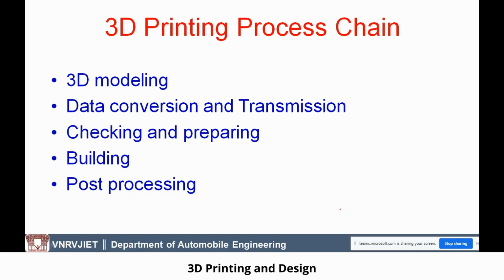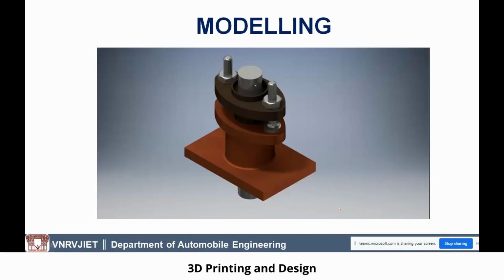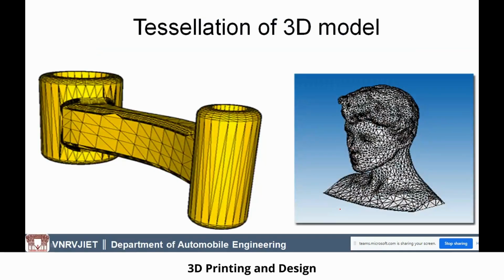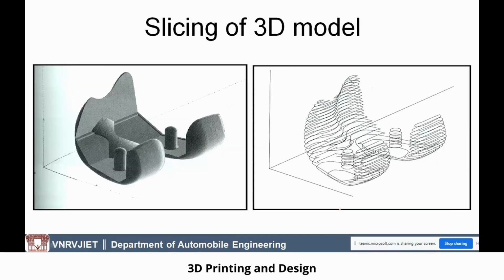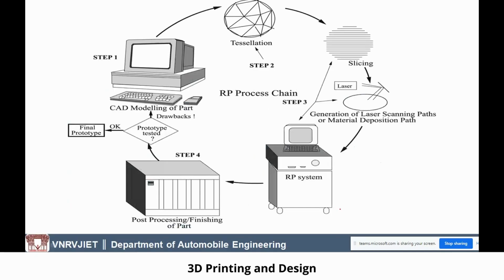So these are the 4 to 5 steps in the 3D printing process, and it is a continuous process. That's why it is called a chain. You can see that this is the first step. We require the model, and then we need to convert the model into the STL file, and then we have to slice it into a number of layers. And once the slicing is over, then we are able to do the printing.